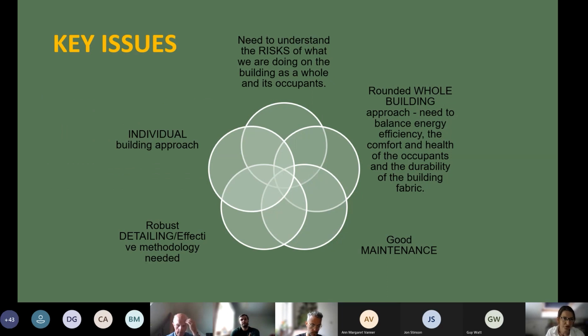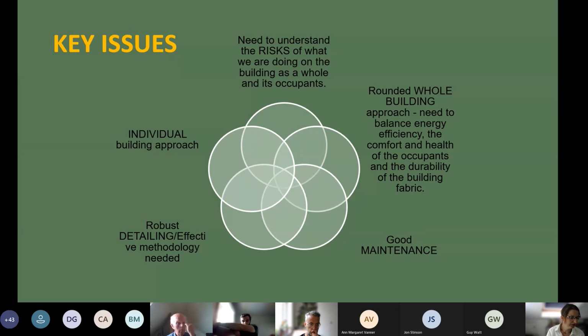So what are the key issues with retrofit, and why would we use Enerphit? I think with a retrofit of existing buildings, we need to understand the risks of what we're doing, because whenever we go in and mess with an existing building, there are risks, and these risks affect the building and the occupants. That's why it's really important to approach the building as a whole, and then we obtain a balance between energy efficiency, the comfort and health of the occupants, and the durability of the building fabric. That obviously has to be balanced with cost, which I'm not really going to talk too much about today.